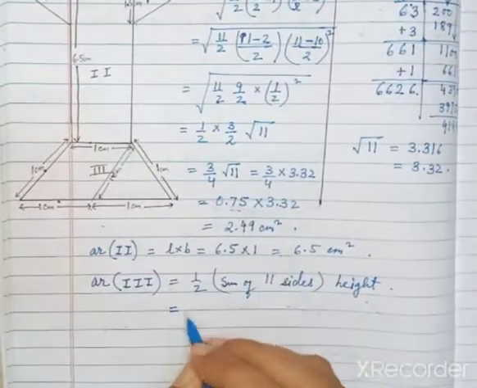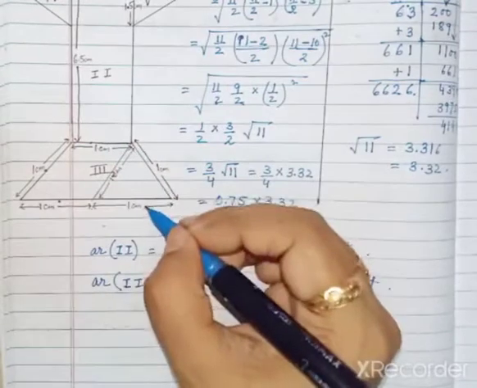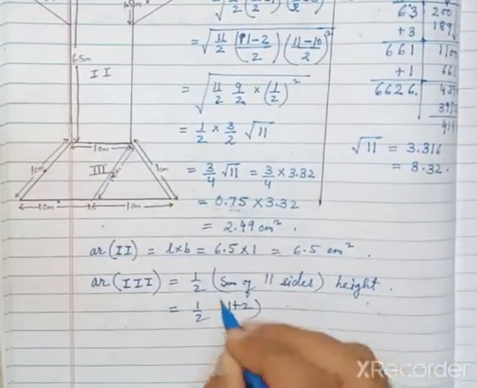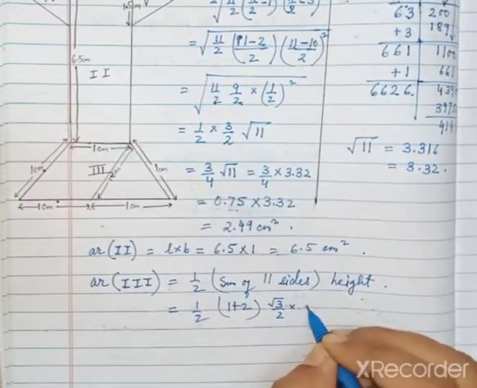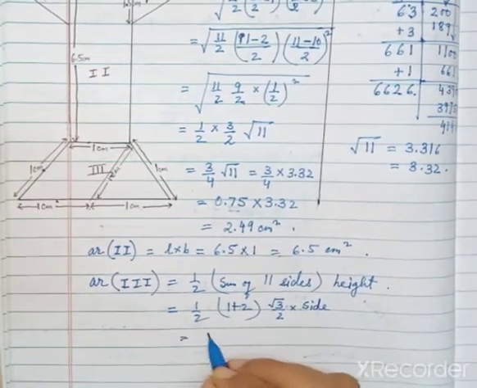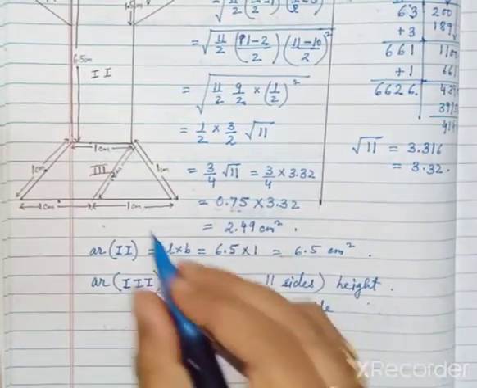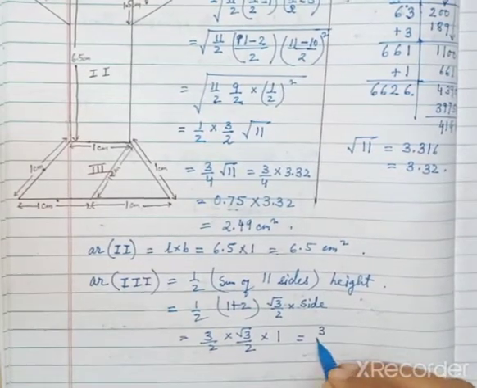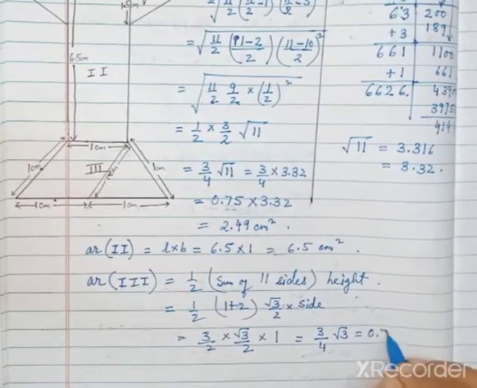Since the height of this equilateral triangle and the height of this trapezium will be equal, and as we know the sum of parallel sides is 1 plus 2, and the height of the equilateral triangle is √3/2 into side, and the side here is 1. So we get 3/2 into √3/2 into 1. After solving, we are getting 3/4 into √3. So 3/4 can be written as 0.75 into √3.